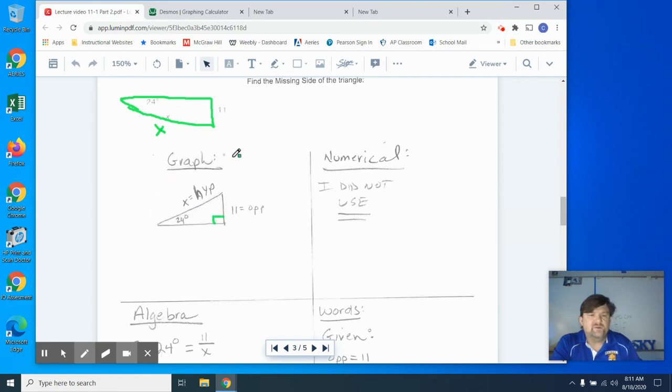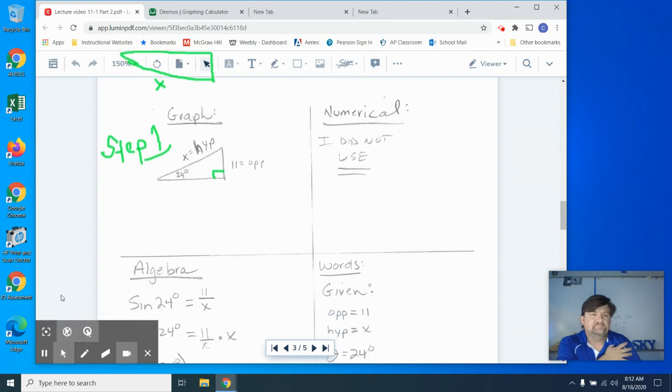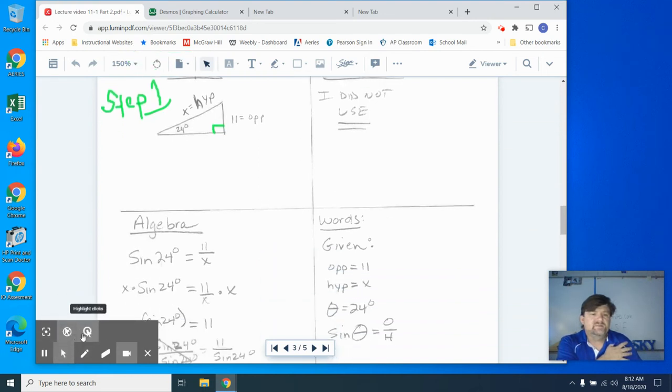So step one, I drew the graph. So don't forget, step one is draw and label. I know that this is my angle I need, so that's my theta. My theta is always across from the opposite. And then my long side across from the 90 is always the hypotenuse. So when I look at this piece here, I'm given the opposite, I'm given the hypotenuse, and I'm given theta.